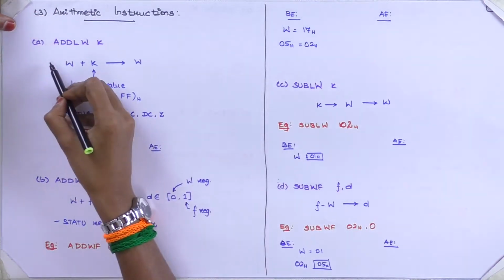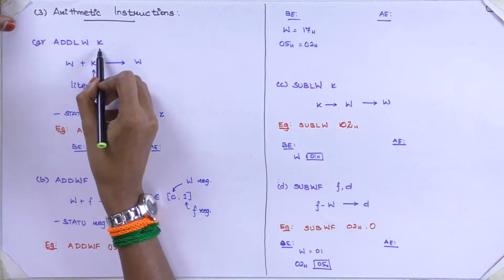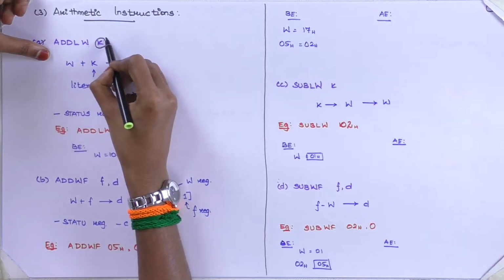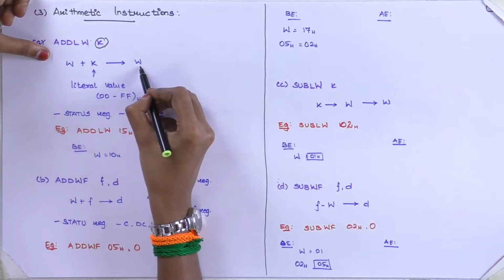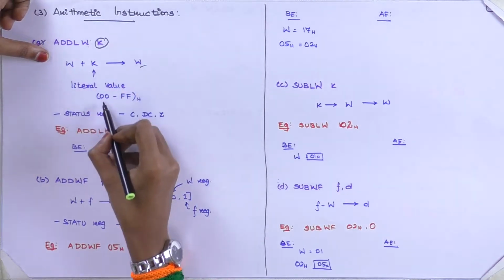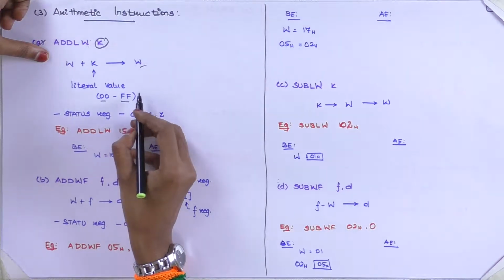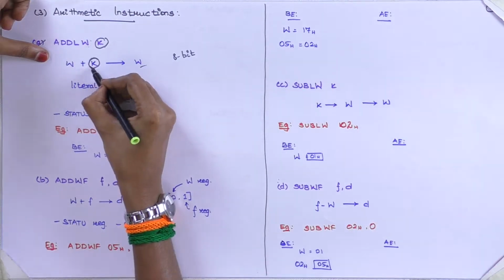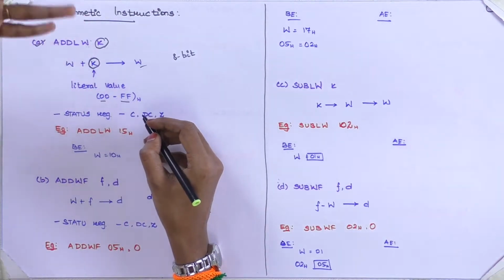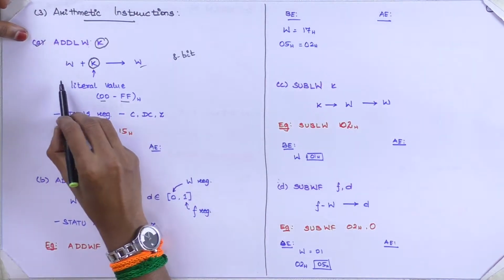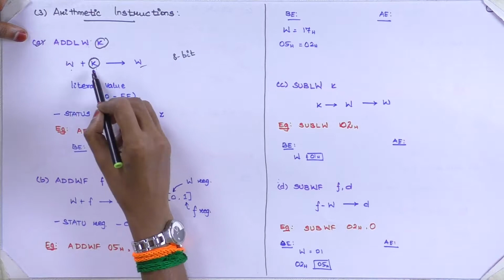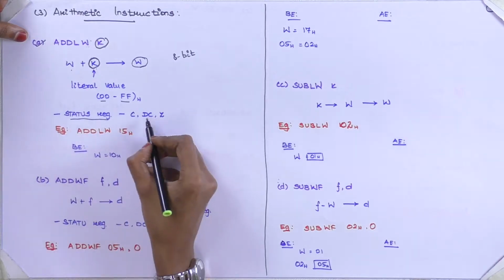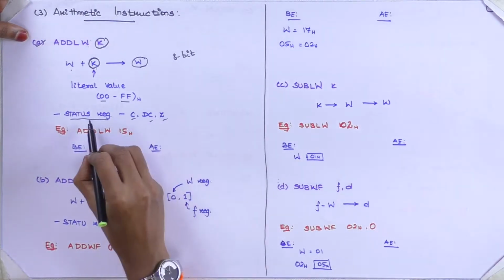The first instruction in arithmetic is addition, ADDLW K. This instruction will add the literal value K with the working register and store the result in the working register. The literal value can be in the range 00 to FF, since this is an 8-bit controller; we are supposed to use only 8-bit values, which means this controller is able to access only 8-bit values. This instruction will affect the carry, digit carry and zero bit of the status register.